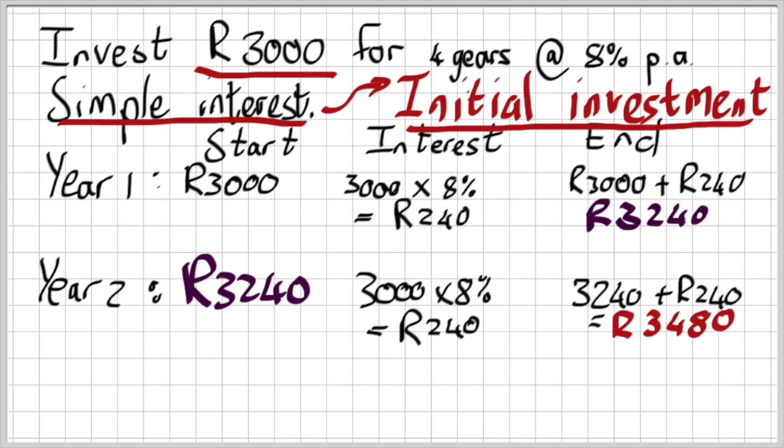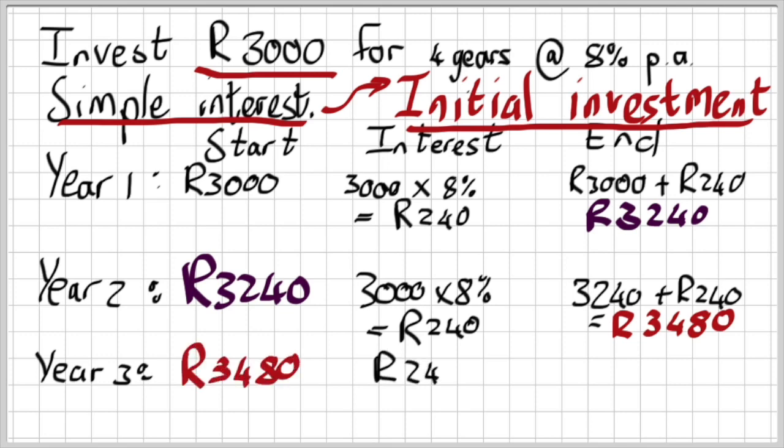What's going to happen in year three, ladies and gentlemen? You go and do it yourself first. In year three, I'm going to start with 3,480 Rand. I'm still going to have 240 Rands worth of interest because it's always interest on the initial investment. And then I'm going to end up with 3,720.